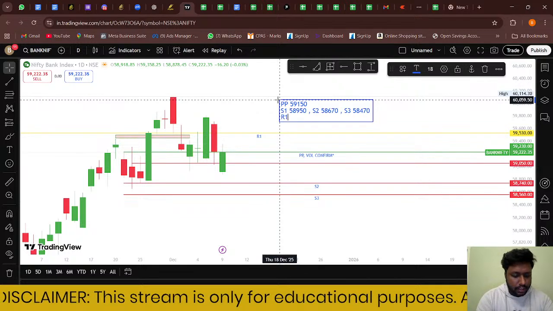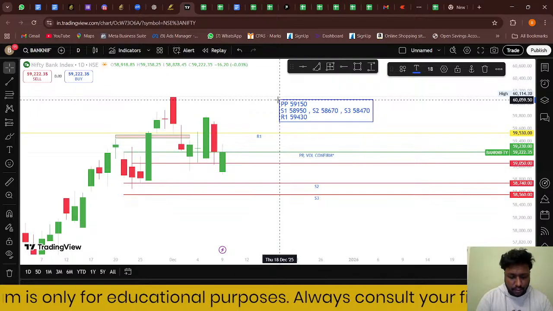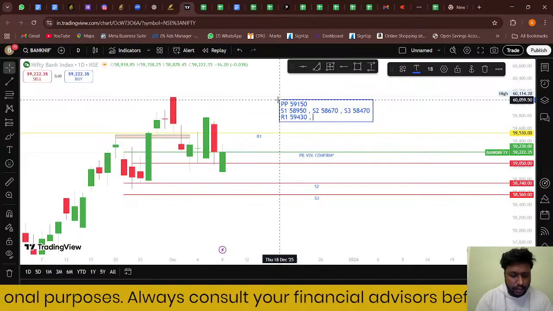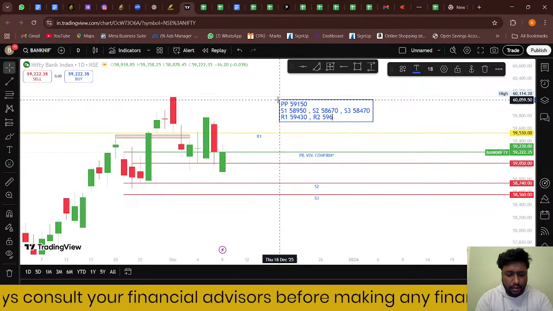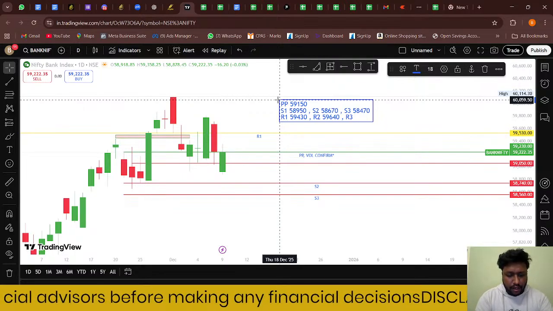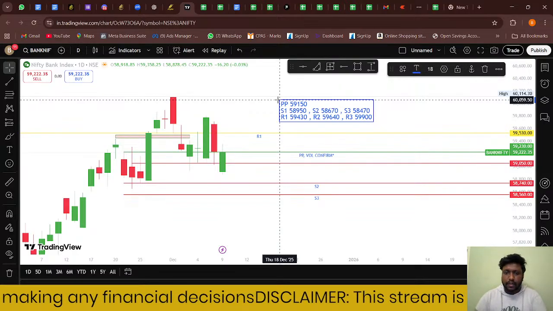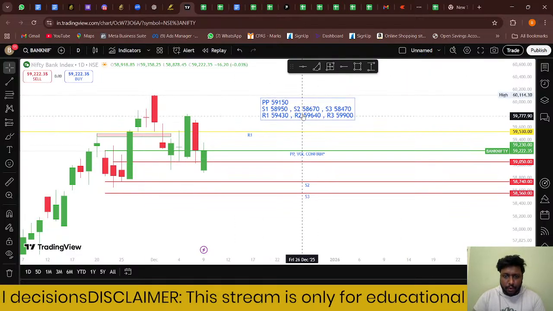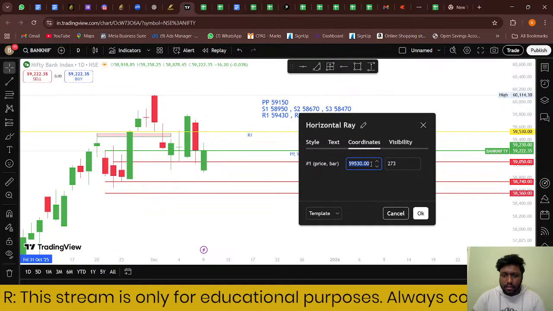And with respect to the resistance part, first resistance is at 59,430, and resistance 2 comes at 59,640, and resistance 3 is at 59,900. So this is where all three support and resistance levels lie with respect to Bank Nifty.